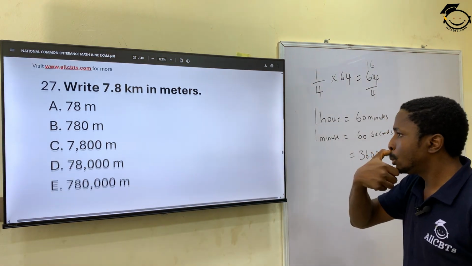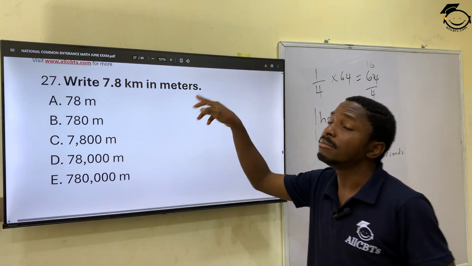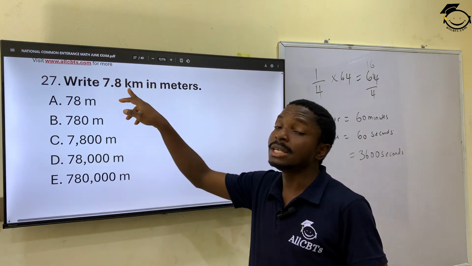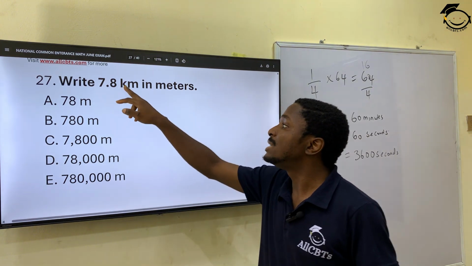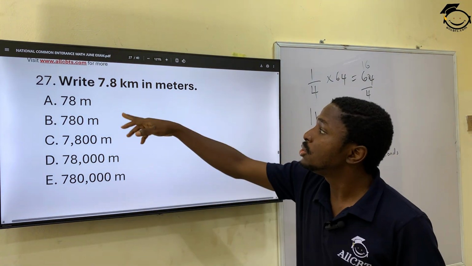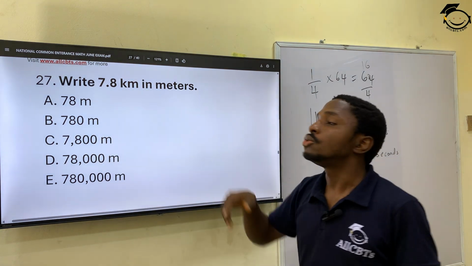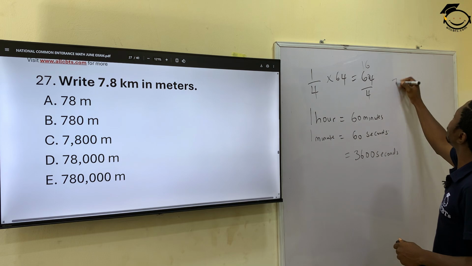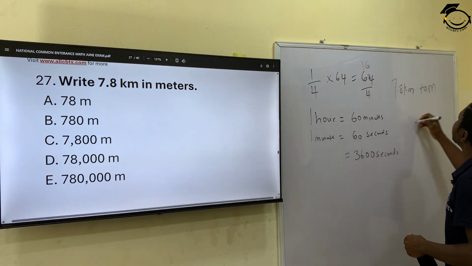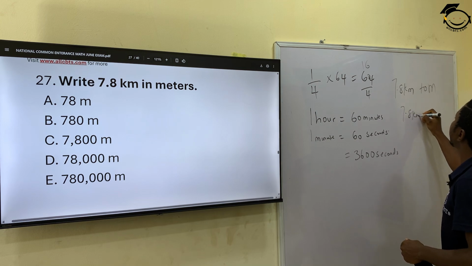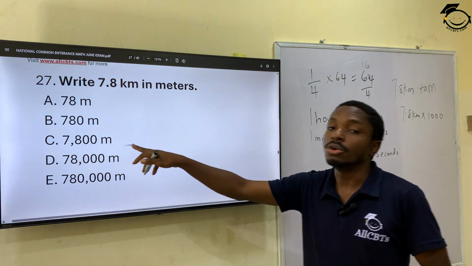Alright, moving forward, question 27. Write 7.8 kilometer in meter. What this simply means, anywhere you see kilo means 1,000. So kilometer means 1,000 meter. So what you need to do is just multiply what you have here by 1,000 to convert kilometer to meter. So 7.8 kilometer to meter will be what? 7.8 kilometer times 1,000, which will give you 7,800 meter.